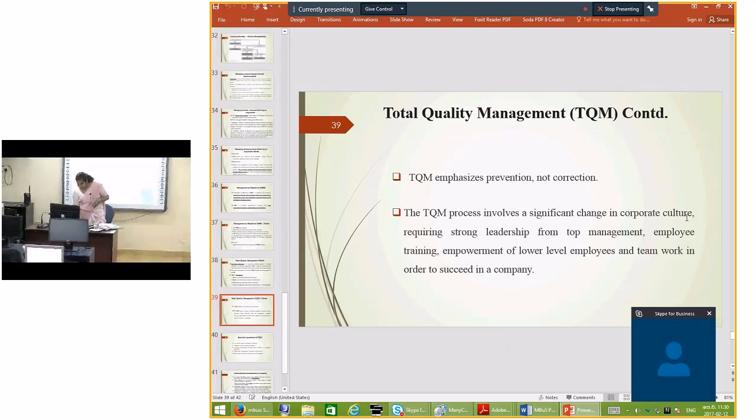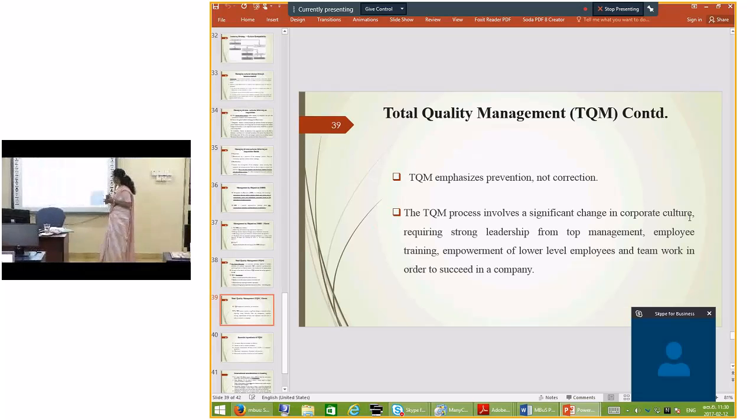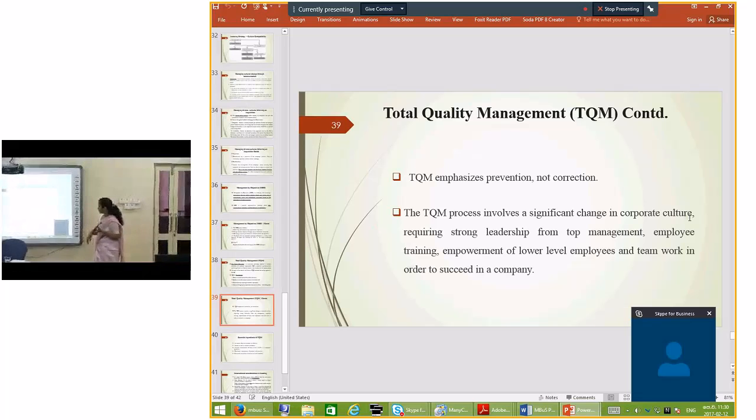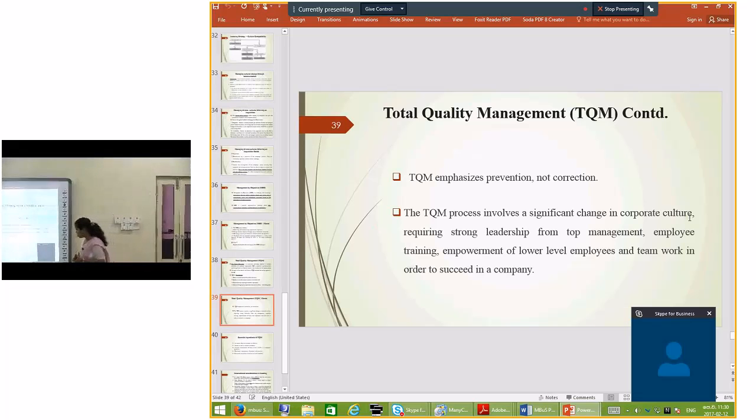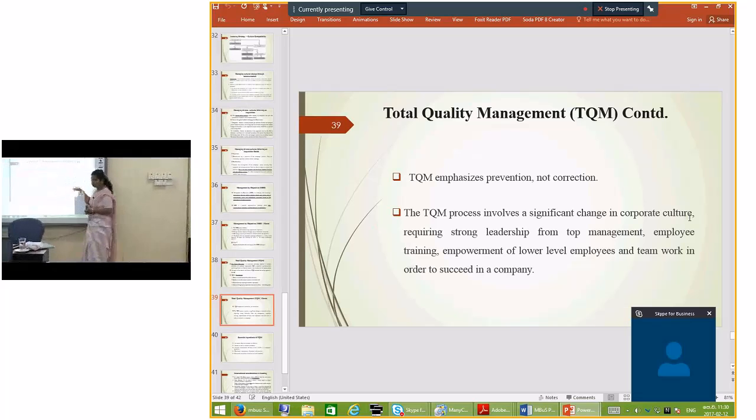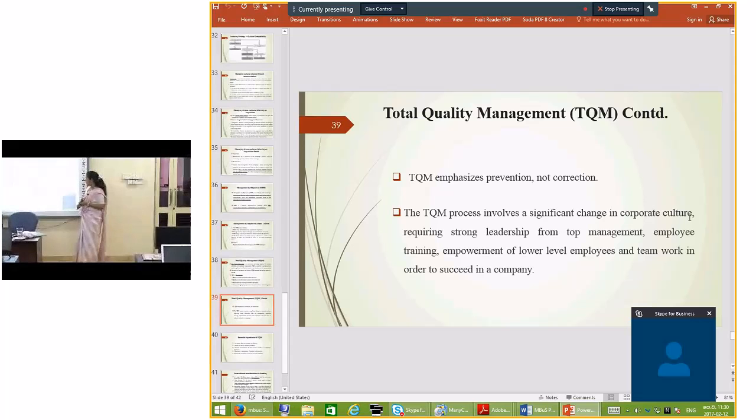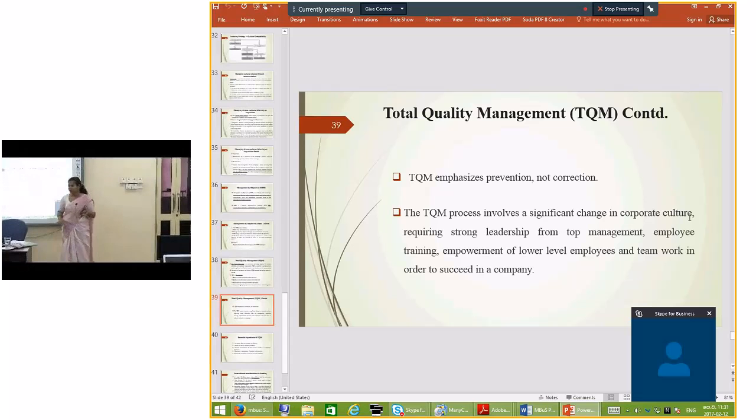And also it is highlighting that when it comes to the TQM process, the top management involvement must be there. And also employee training, empowerment of lower level employees and teamwork in order to succeed in a company. What do you mean by employee empowerment here? For TQM to be a success, there should be strong management involvement, the top management commitment. Other than that, we should empower lower level employees and have teamwork in order to succeed in a company. What do you mean by empowerment?